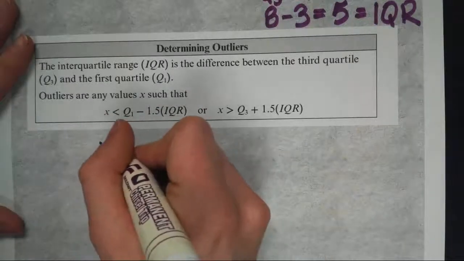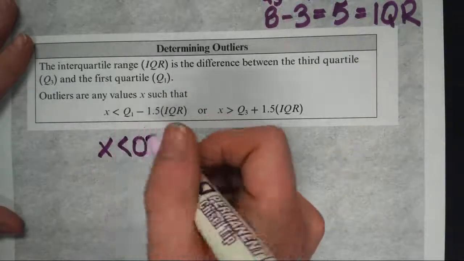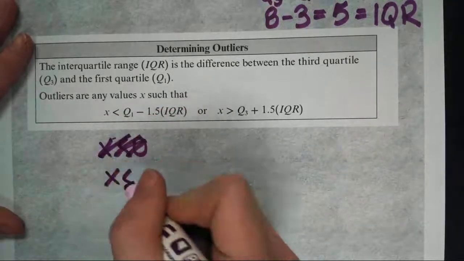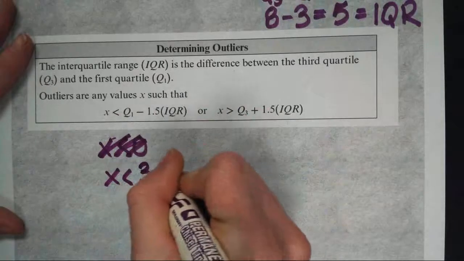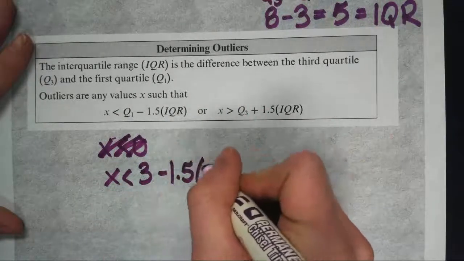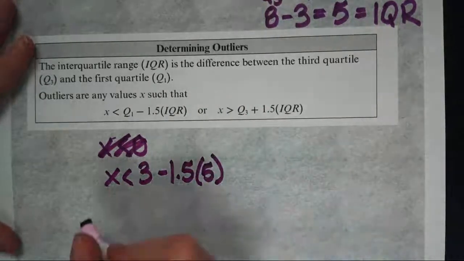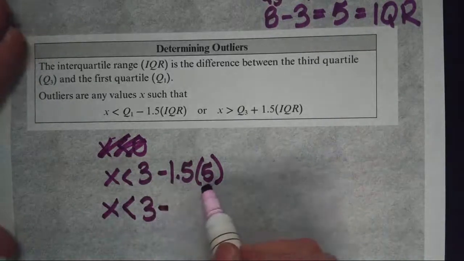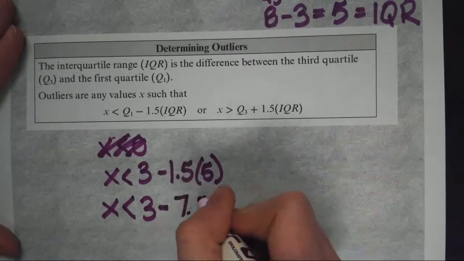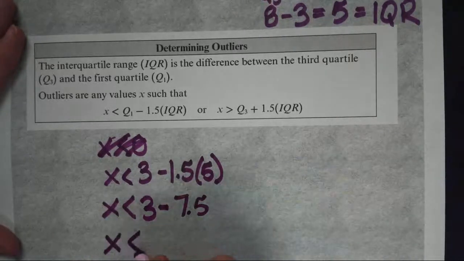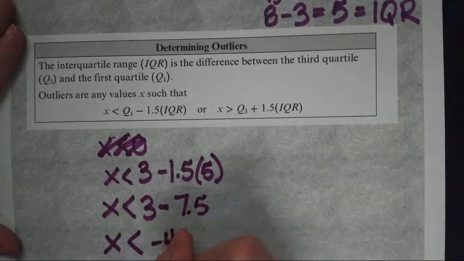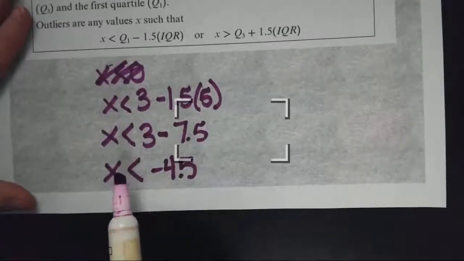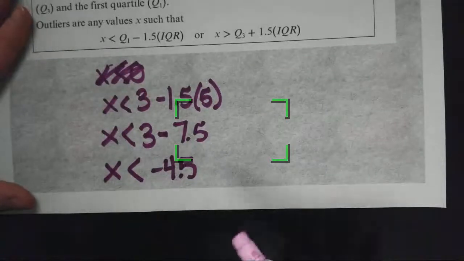The first one would be x is less than the first quartile, which is 3, minus 1.5 times the IQR, which is 5. So it would be less than 3 minus, and 1.5 times 5 is 7.5. 3 minus 7.5 is negative 4.5. So if we had a number in that data set that was less than negative 4.5, it would be considered an outlier.